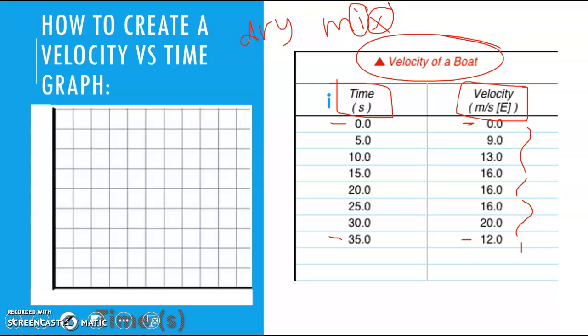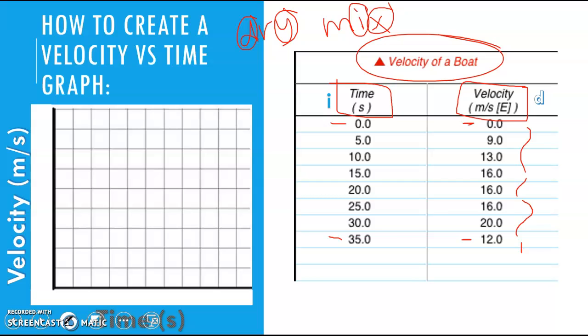Meaning DRY has the dependent variable on the y-axis. And the dependent variable, remember, is just something that is being measured. We are measuring the velocity of the boat. So our velocity is going to go on our y-axis over here. And as you can see, I've included units beside time and velocity: seconds and meters per second, respectively.